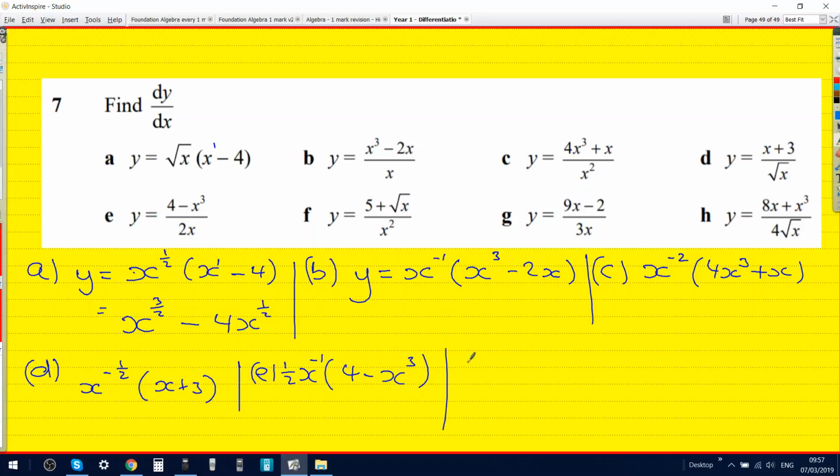Okay, how about F? X to the minus 2. Go on. And then bracket 5 plus x to the half. Hold on. X to the half. G.